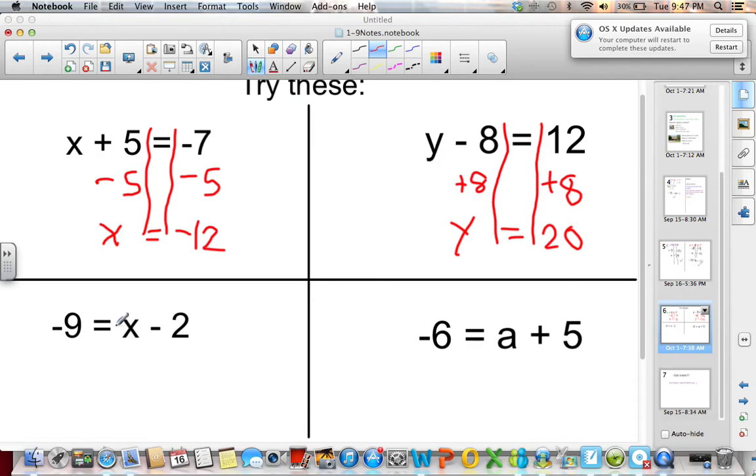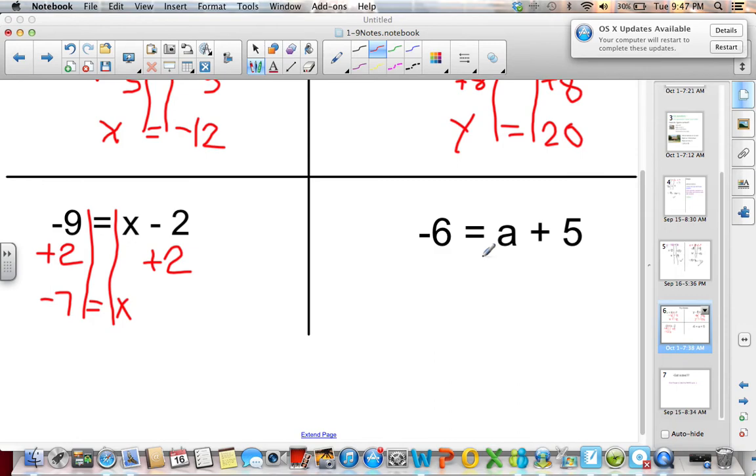Okay, this time my variable is on the right side, so now I'm looking at this side. So this is where it gets confusing because usually our variable is on the left side, but not always, so we can't always assume that we're going to start on the left side. So we have x minus 2, so the opposite would be to add 2. Add 2. Negative 9 plus 2 is negative 7 equals x. So as you're solving these problems, this is all of the work that I want to see. All of this, not just the answer.